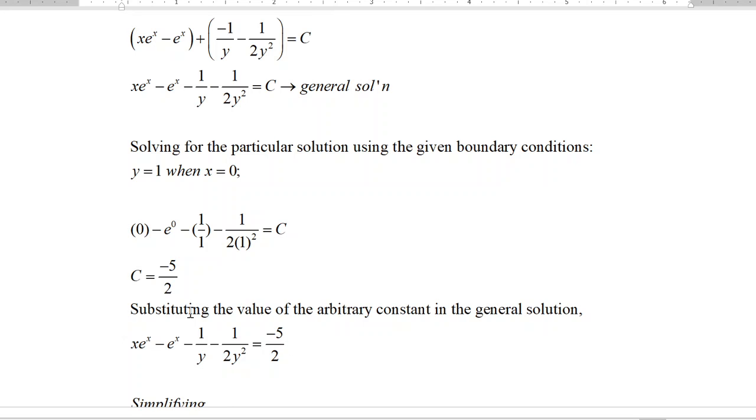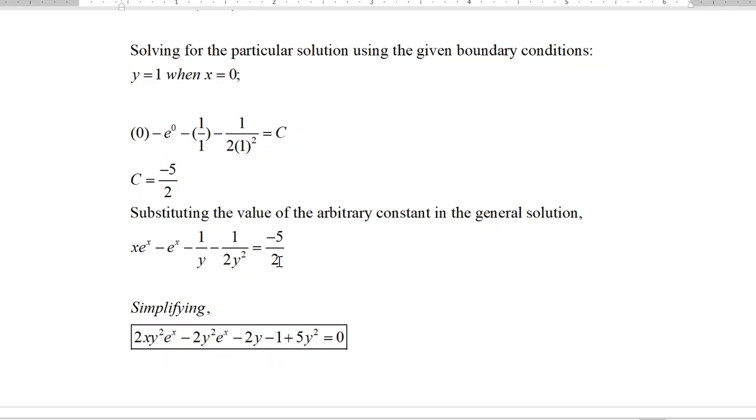And then, we simplify the full equation multiplied by 2y squared, it becomes 2xy squared ex minus 2y squared ex, and then minus 2y minus 1, and then we move terms so that our solution is equal to 0 only. So, plus 5y squared. This is now the answer to problem number 2.